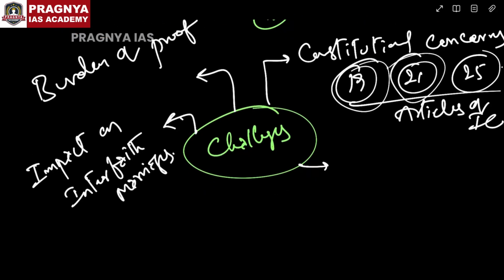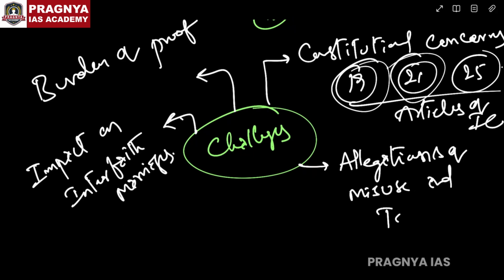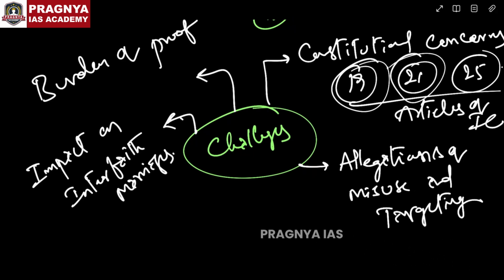Not only that, these anti-conversion laws might be seen as allegations of misuse and targeting. Hence, the critics argue that the anti-conversion laws are often misused to target religious minorities, especially Muslims in this country, and to silence dissenting voices, leading to concerns about exacerbating communal tensions and discriminating against vulnerable groups such as Dalits, Adivasis, and women. So these are the important challenges as a part of this.